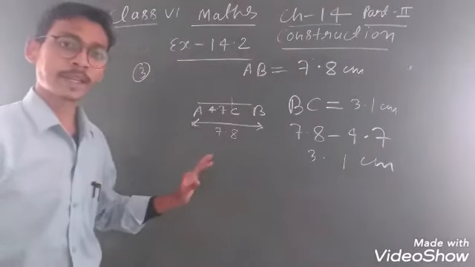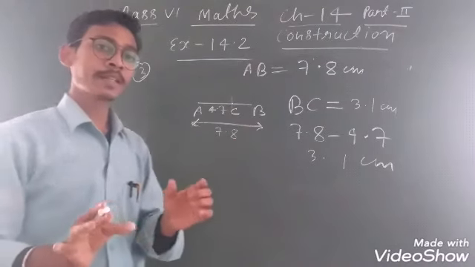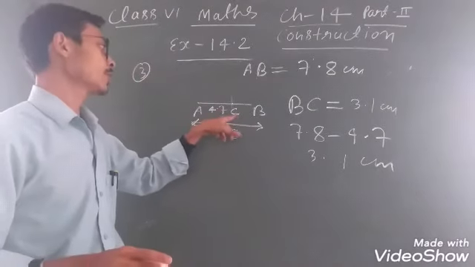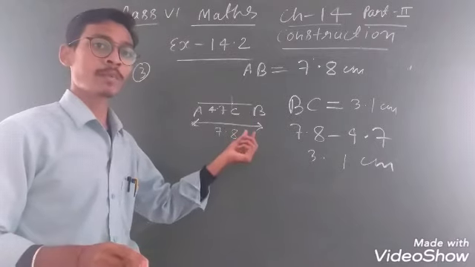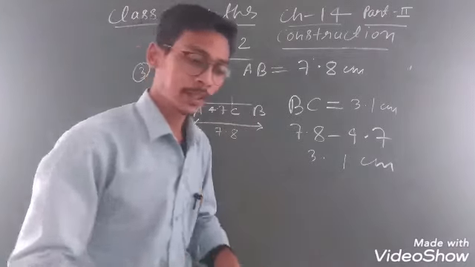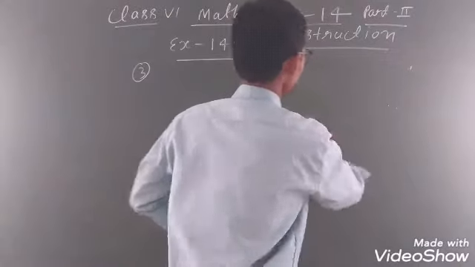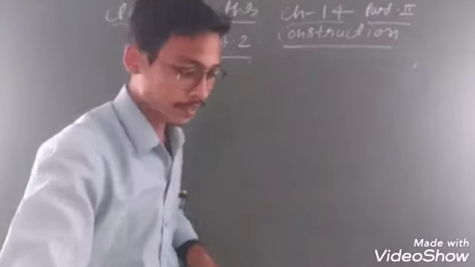Clear students? Clear everyone? First you will draw the line of 7.8 centimeters. Then you will stretch your compass till 4.7 and make an arc, and the remaining measurement you will measure with the ruler. Clear students? So this is our third question. See carefully, otherwise you will not be able to understand, because this is practical.